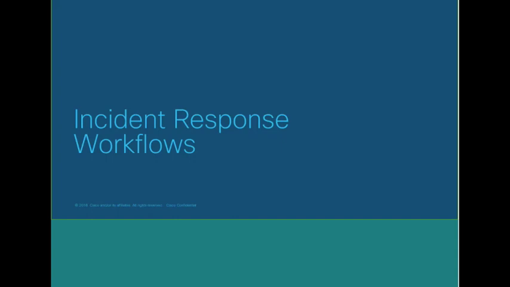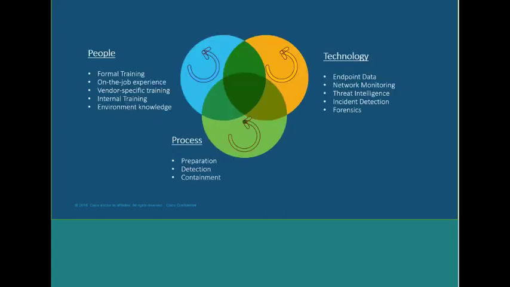Incident response workflows. Incident response is a thing that has been happening for a while, and some workflows have been formalized around this. But primarily, we've got 3 parts of an incident response capability. Okay, you've got your people. The people can have formal training in incident response. Incident response is a discipline now that can be taught. They've got on-the-job experience. Some vendor-specific training might be worked in as they take courses to learn how to use a Cisco technology or third-party technologies. They've got internal training. How does our team do incident response? What are our internal playbooks at your customer location? And knowledge of that local customer environment as well.